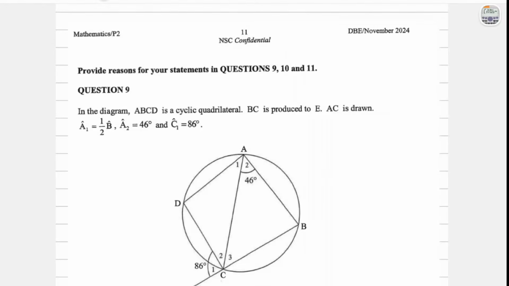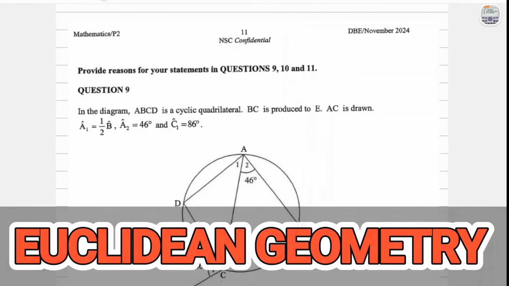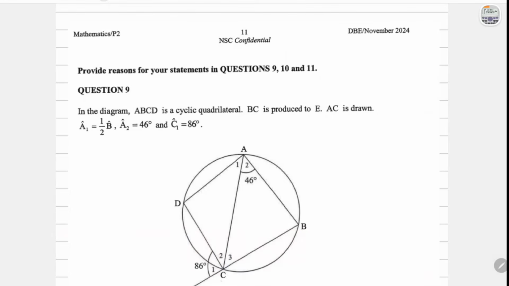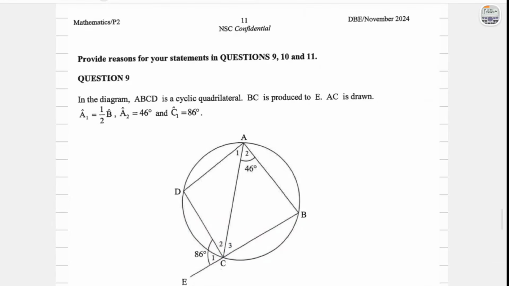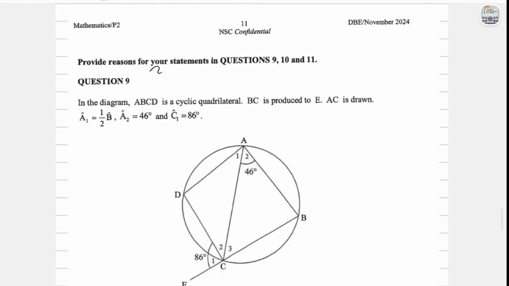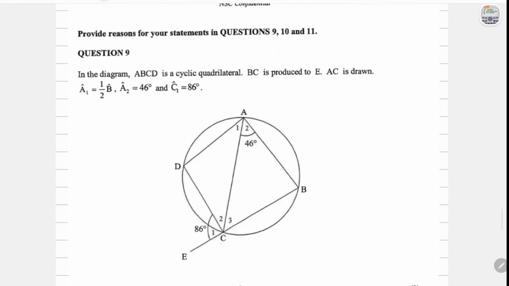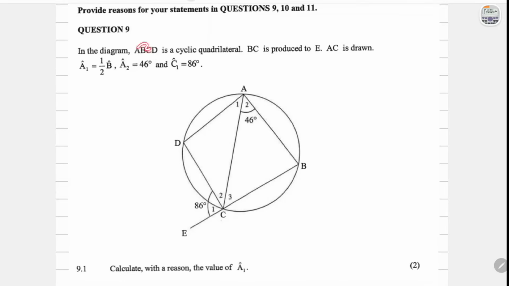In this video, we are going to be working on the Euclidean geometry section of the November 2024 paper 2 exam. So this is what we have in question 9. Remember that they tell us to provide reasons for statements in questions 9, 10, and 11. Question 9 says, in the diagram, ABCD is a cyclic quadrilateral. So this is a cyclic quad, and we can use all cyclic quad properties on it.